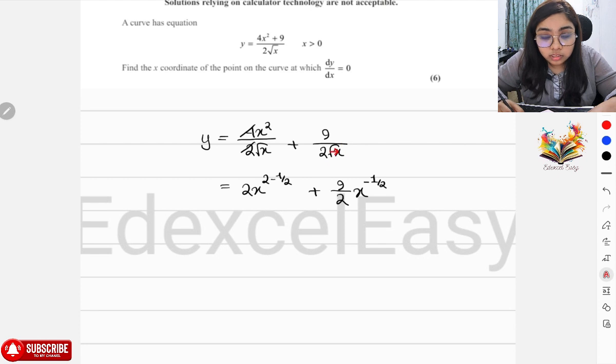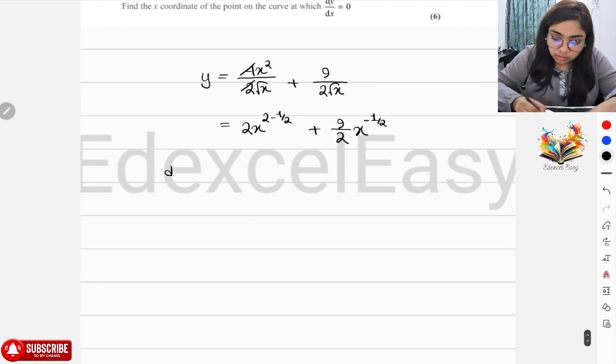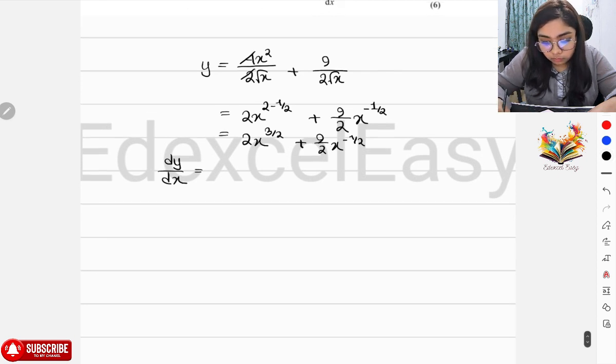When you're taking this root x to the numerator, this power over here becomes negative. Okay, so now we'll start with the normal differentiation process. That is the dy by dx. This half, wait, there's also another step left. 2 minus half will leave you with 3 by 2 plus 9 over 2 x to the power of negative half. Okay, now I can differentiate the equation.